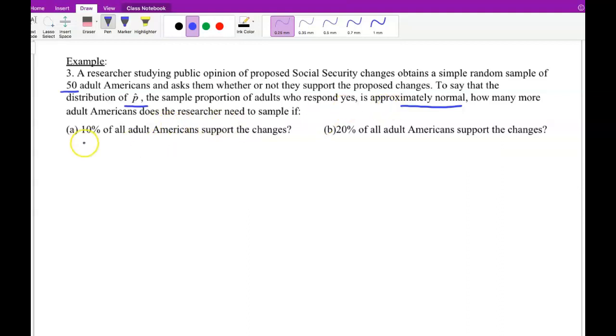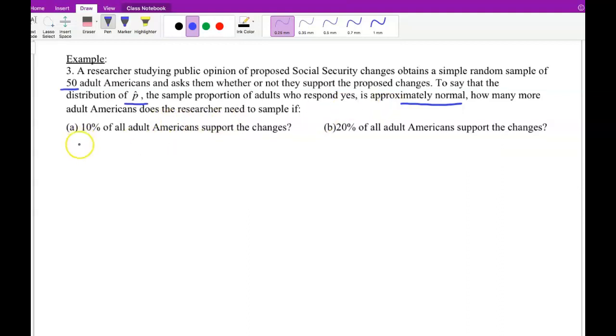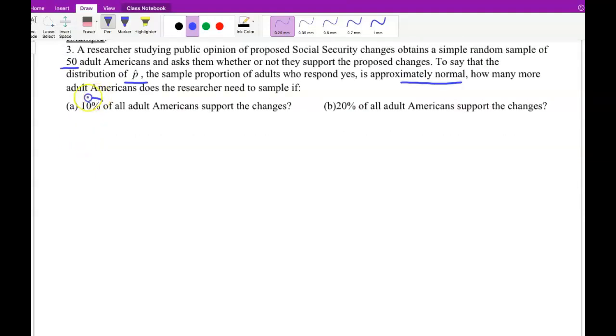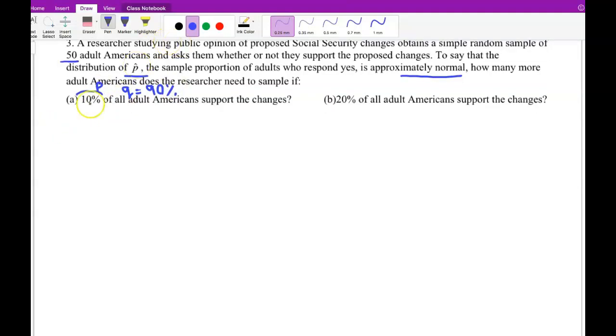So part A, 10% of all adult Americans support the changes. This 10% is p, and q is 90%. So q is 1 minus p. Recall that we have n times p times q greater than or equal to 10, and the sample size less than or equal to 5% of the population size.